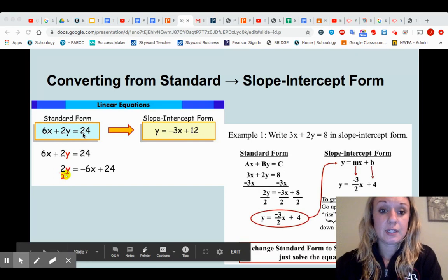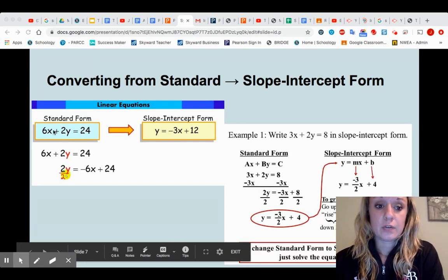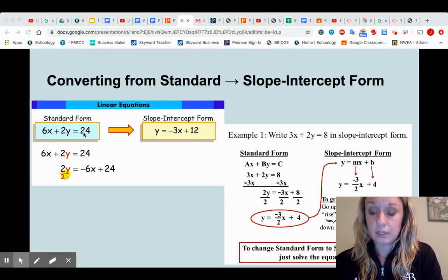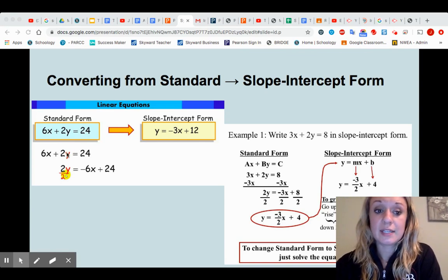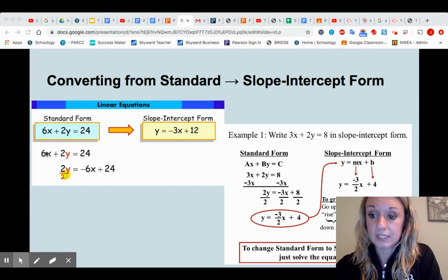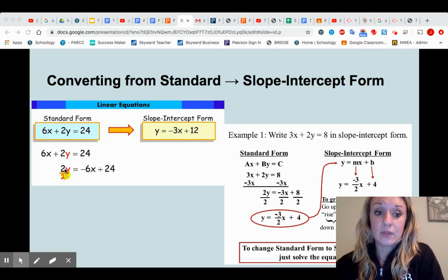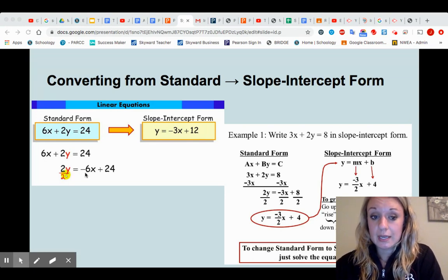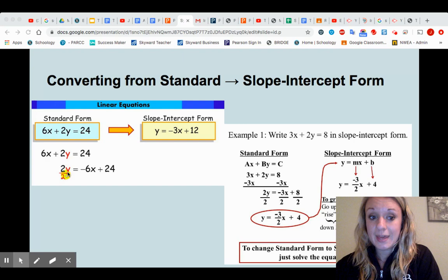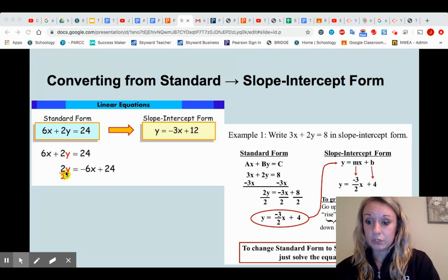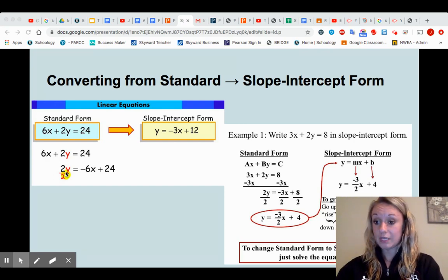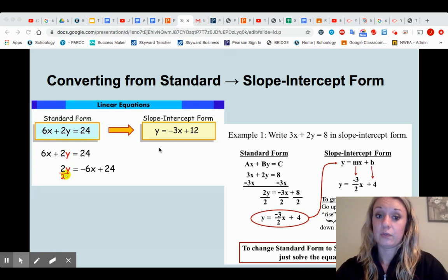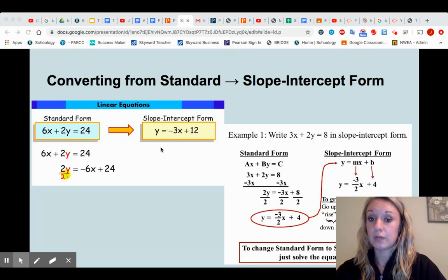So if you're looking at this one on the left, you start with this in standard form. Standard form is ax plus by equals c. To start to isolate y, we need to move over 6x, and we use inverse operations. Because 6x is positive, we would subtract it from both sides. We're then left with 2y equals negative 6x plus 24. To get rid of that coefficient of 2, you need to divide every single piece by 2, and then you're left with y equals negative 3x plus 12.